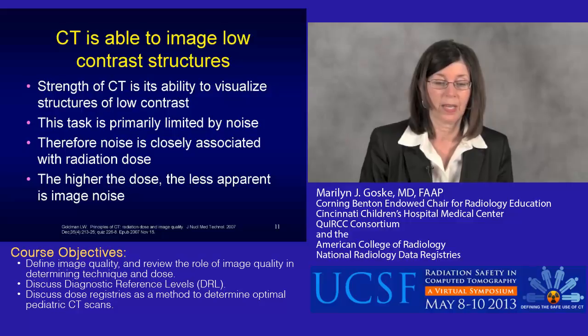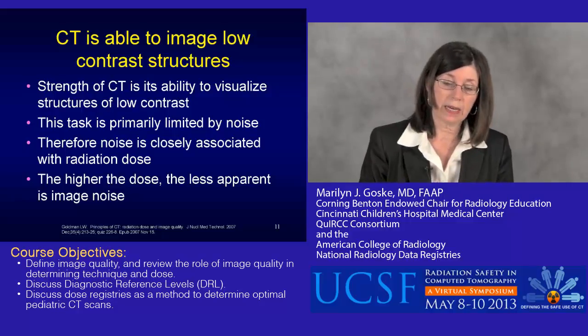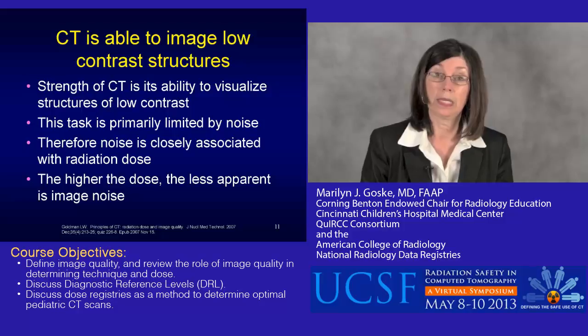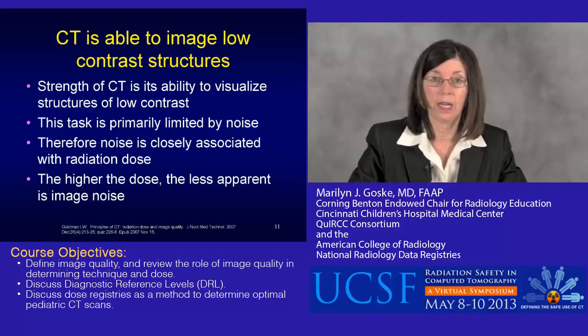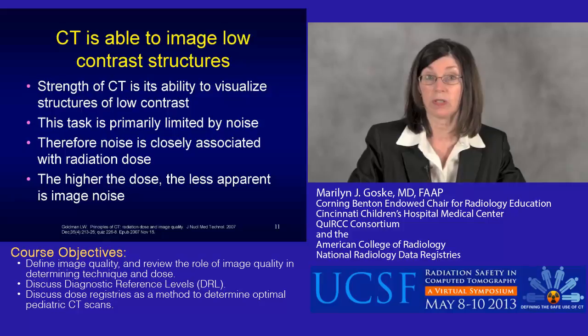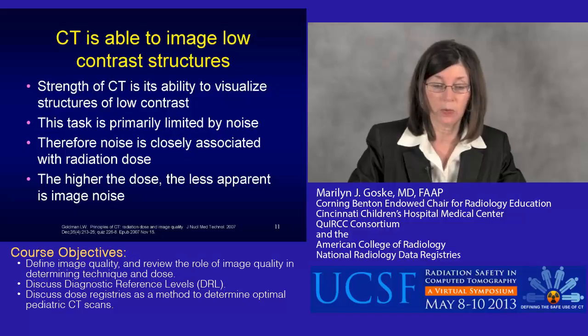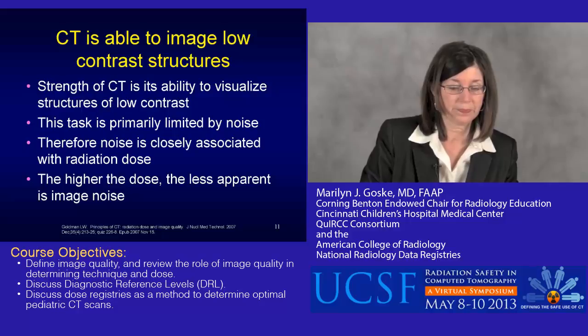So on this next slide, we're going to talk about the difference in CT compared to, let's say, routine radiography. And really the strength of CT is its ability to visualize structures of low contrast. And the task then is primarily limited by noise. And therefore noise is closely associated with radiation dose. The higher the radiation dose, the less apparent image noise. The lower the radiation dose, the higher the noise in the image.